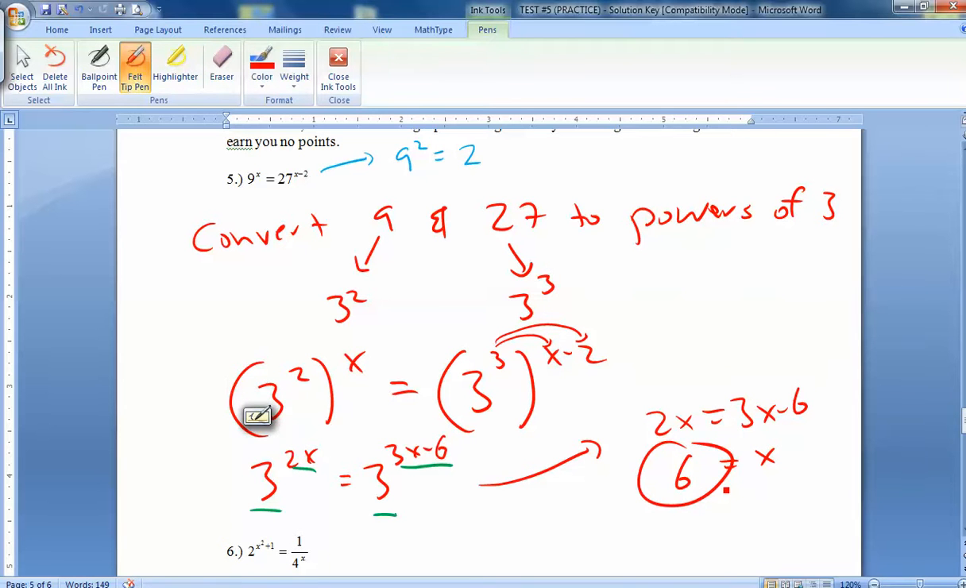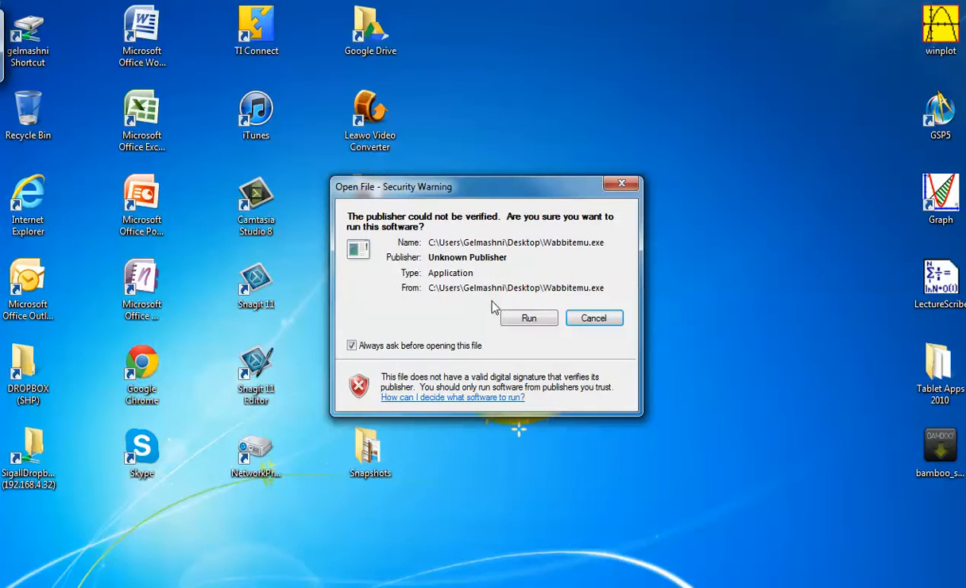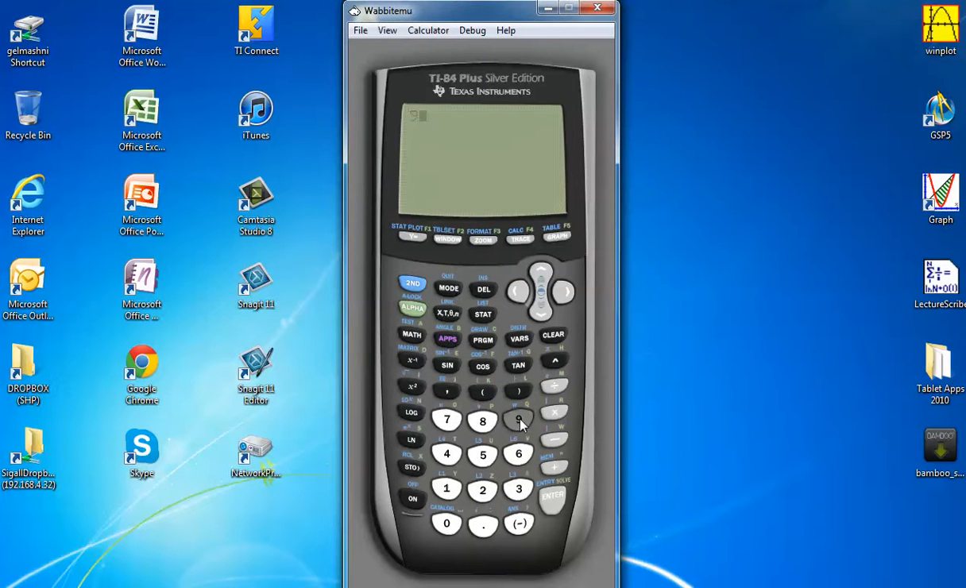So x equals 6. Okay. Well, checking this is going to be a real pain to do. We could probably use a calculator, but you get 9 to the 6 power equals 27 to the 6 minus 2 power, or you get 9 to the 6 equals 27 to the 4th power. Now if we use the calculator, just to make sure, 9 to the 6, 27 to the 4. See? They're the same thing. So you know it works.